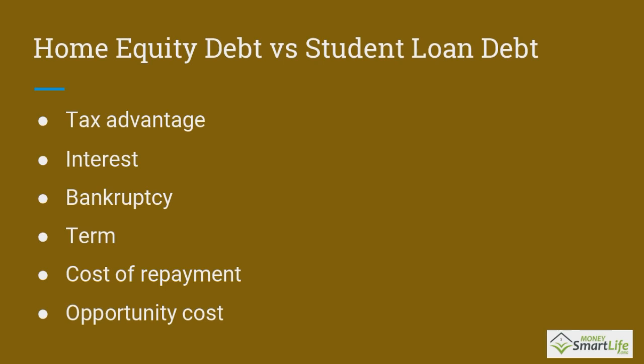What's the term? How long do you have to pay on your student loans? Normally, it's about 20 years. What your payment will be on your home equity if you use it to pay off your student loans is something that you'd have to look at. What's the total cost of repayment over the life of the loan? Actually add up the interest, how it's calculated, and take a look at that.